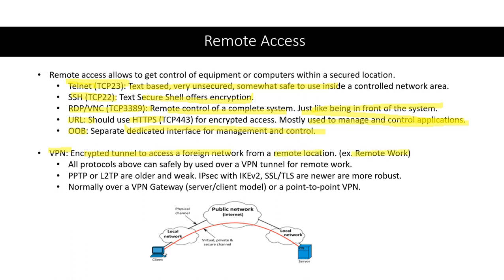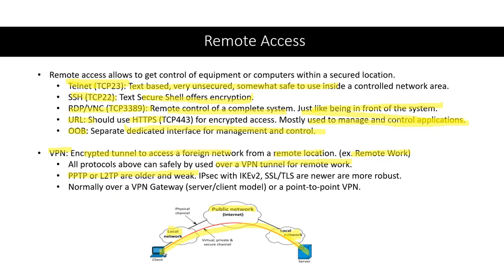If you're on a remote site, you might want to use a VPN. The VPN is an encrypted tunnel, right, to access a foreign network from a remote location, kind of like we did with the remote work. So all protocols can safely be used with a VPN to create a tunnel. Remember, this will create a tunnel between your workstation and the service. It can go through the public internet, but it will encrypt everything from your local network to your work's enterprise network, right?